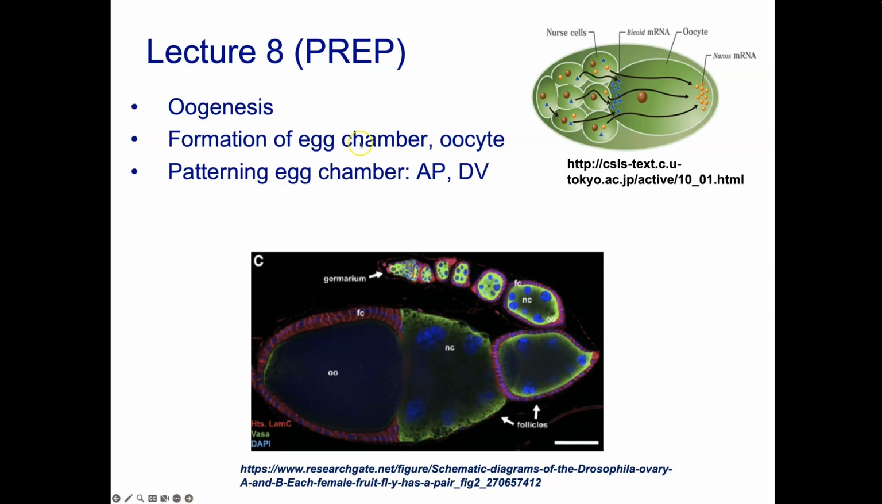Once we've talked about the formation of the egg chamber, we're also going to be talking about how it's patterned, so that the anterior and posterior parts of that one giant cell are different from each other, and how the dorsal and ventral are specified as well.